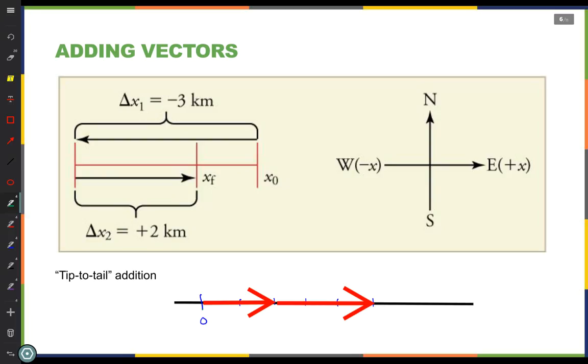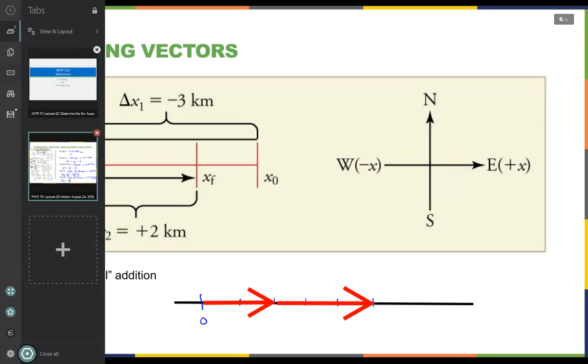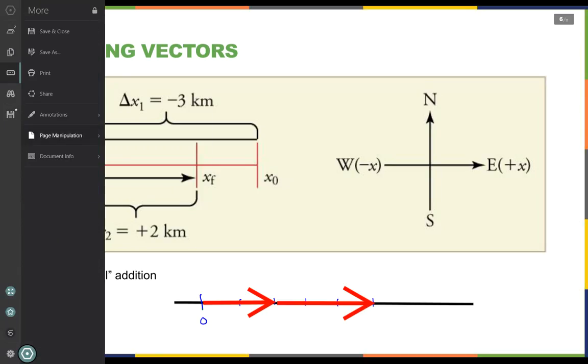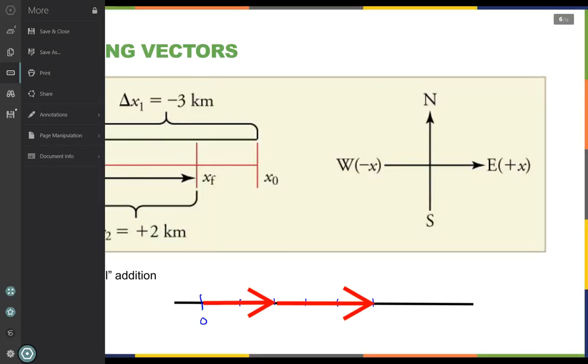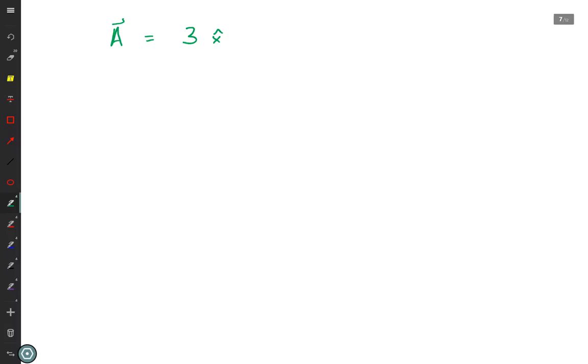So let's just do a little example. I should have preloaded a blank page in here. So let's just do an example. Let's say that I have 2 vectors that I'm going to add. So I'm going to have vector A is equal to 3 in the x direction. So I'm going to put an x with a little, we call it in math, a hat. That x hat means that it's going in the x direction and the x hat has a magnitude of 1. It's called a unit vector.